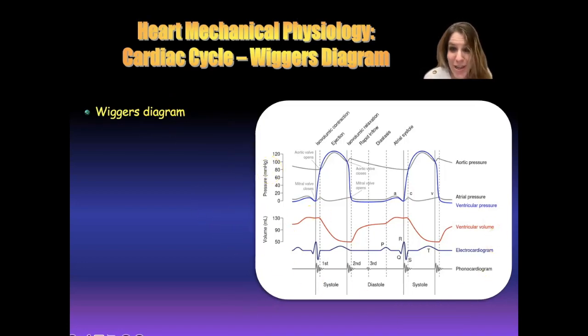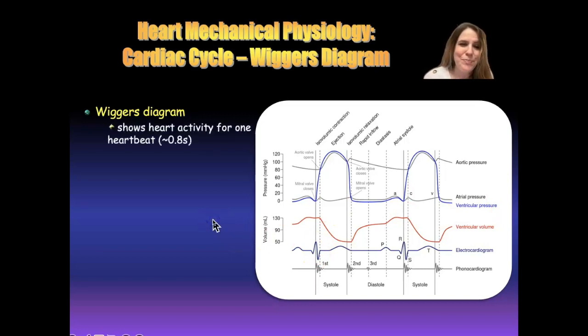Now, here's a Wigger's diagram. If you look at it initially, your brain probably goes into shock. You're like, what is that? And how am I supposed to make any sense of it? But it's actually a very clever diagram because you're going to be able to gather a lot of information in one picture. So what we're going to try to do over the next couple slides is break this down, go slowly, bit by bit, until it all makes sense, and then you can stand back and look at the big picture. So let's start breaking down what the Wigger's diagram actually shows us.